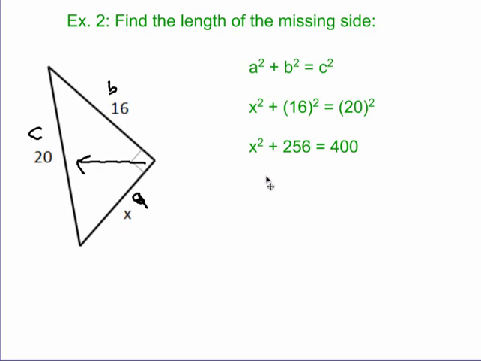So now I've got a two-step equation here. I've got x squared plus 256 equals 400. So my first step is going to be to subtract 256 on both sides. If I do that, I get x squared equals 144. Now I take the square root of both sides, and I get that x equals 12. All right, so all I did was plug in the two side lengths that I know and find the one that I'm missing. So no big deal, it just becomes a two-step equation.